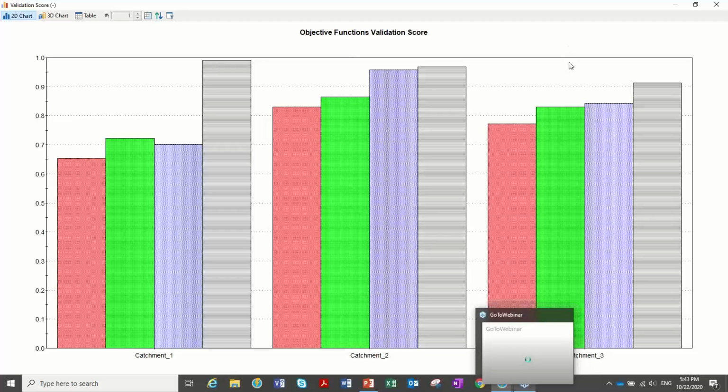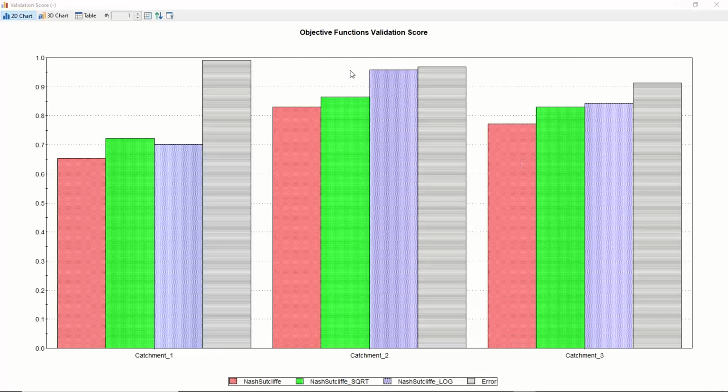And then for the 2 other catchments, I'm getting some pretty good results. Everything is above 0.8 for catchment 2, and only the Nash-Sutcliffe is probably around 0.75.